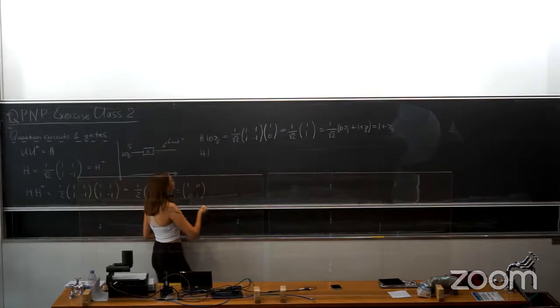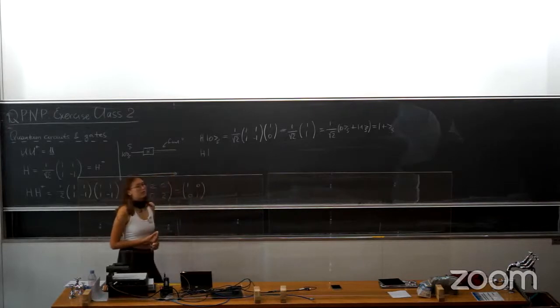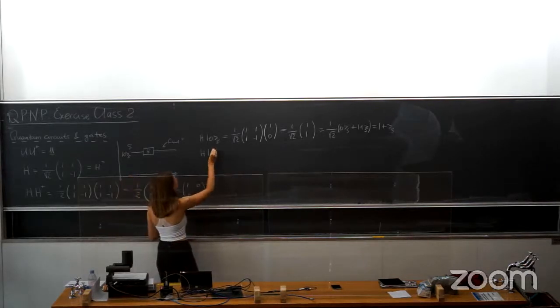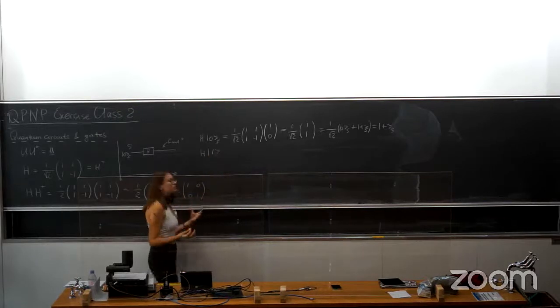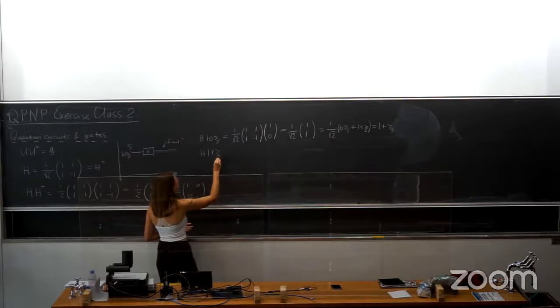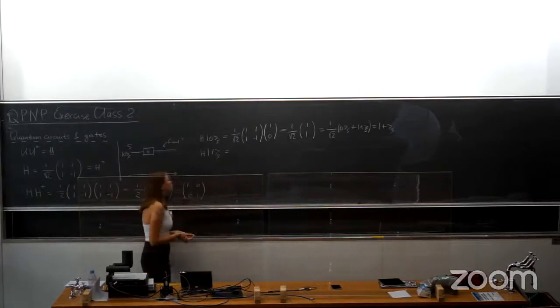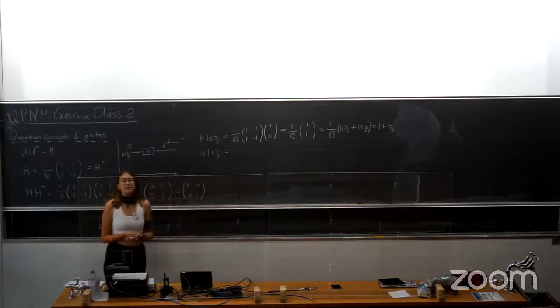Okay, so let us also calculate how Hadamard acts on the system if it was in a different initial state. For example, let's say the system was initially in a state 1. So can you calculate this? What will you get?